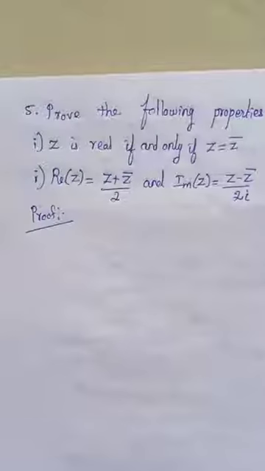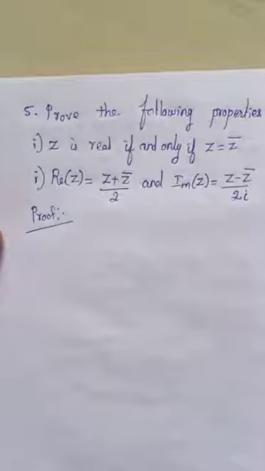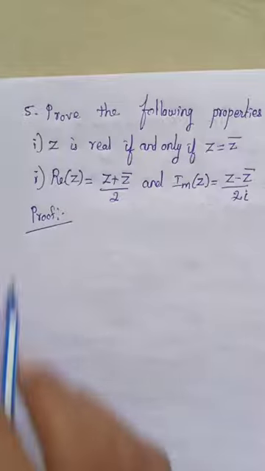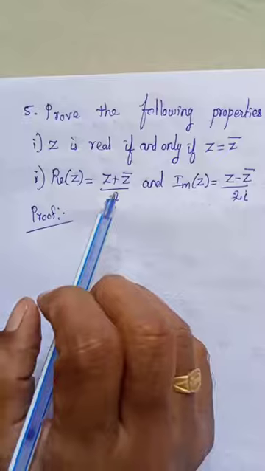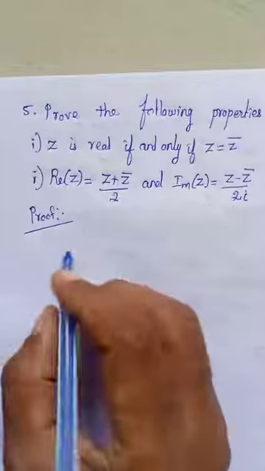Now problem number 5. Prove the following properties. Subdivision 1. Z is real if and only if Z is equal to Z bar. And the second one is real part of Z equal to Z plus Z bar by 2 and imaginary part of Z is equal to Z minus Z bar by 2i. All this we have learned in the properties. Here they have asked us to prove.